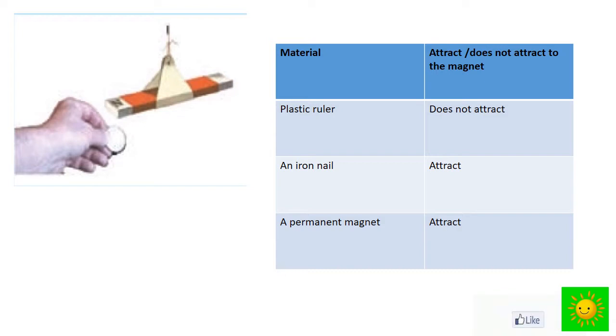When the magnet remains still, you can enter the observation like this, which I entered into the table. There are two columns: material, and second one, attracts or does not attract to the magnet. Materials I have taken are 3: a plastic ruler, an iron nail, a permanent magnet. The plastic ruler does not attract to the magnet, an iron nail attracts, a permanent magnet attracts. Like that you can do that practical.